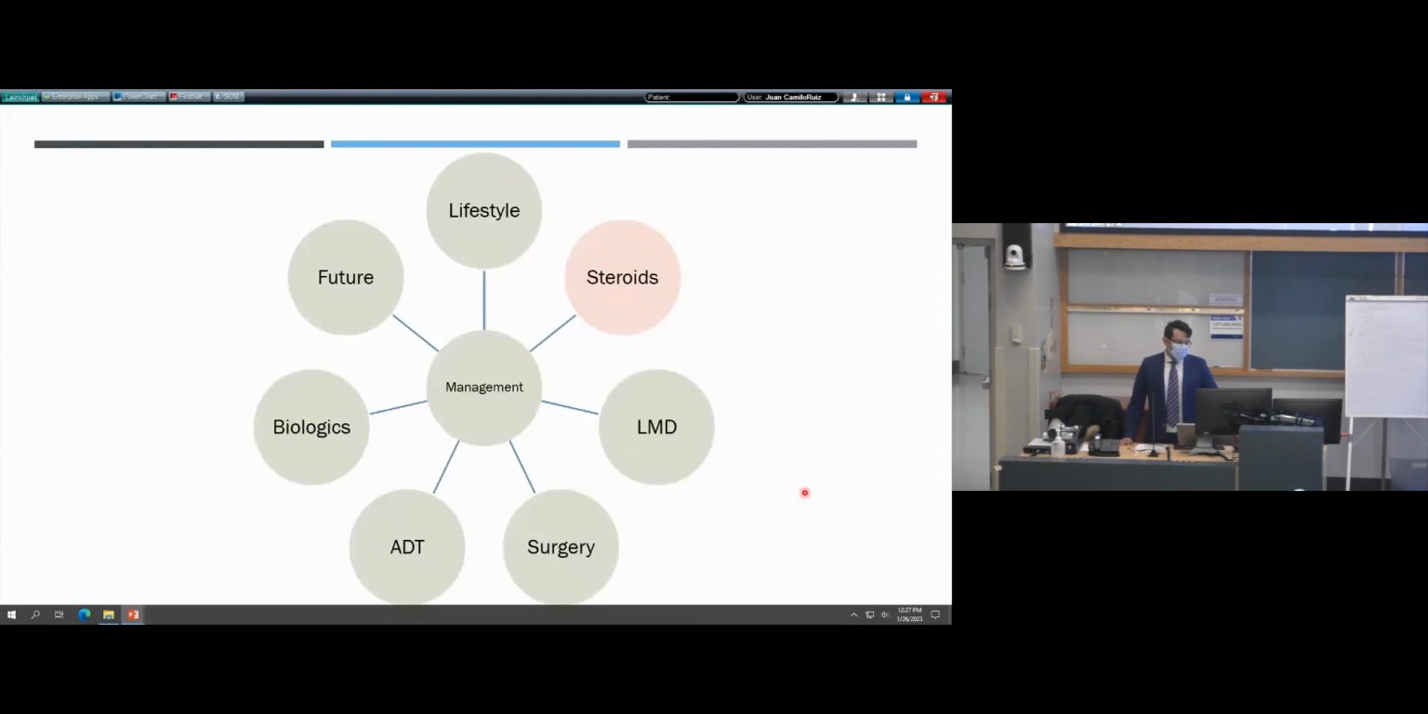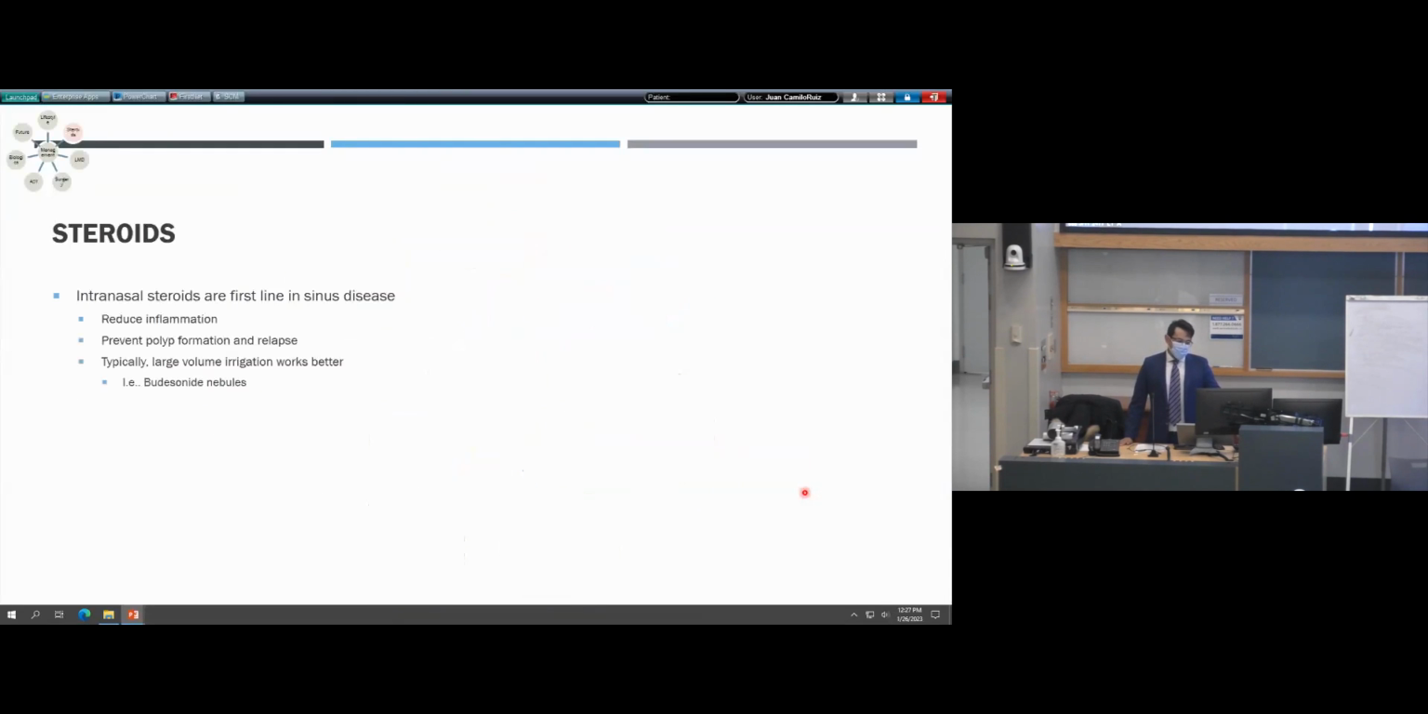All right, let's talk about steroids. So steroids are the main key of treatment. Nasal steroids, usually with large irrigation. Pulmicort nebules are very good. They get deep into the sinuses. We're having a shortage right now, so I've been compounding mometasone into salt water, which works really well.